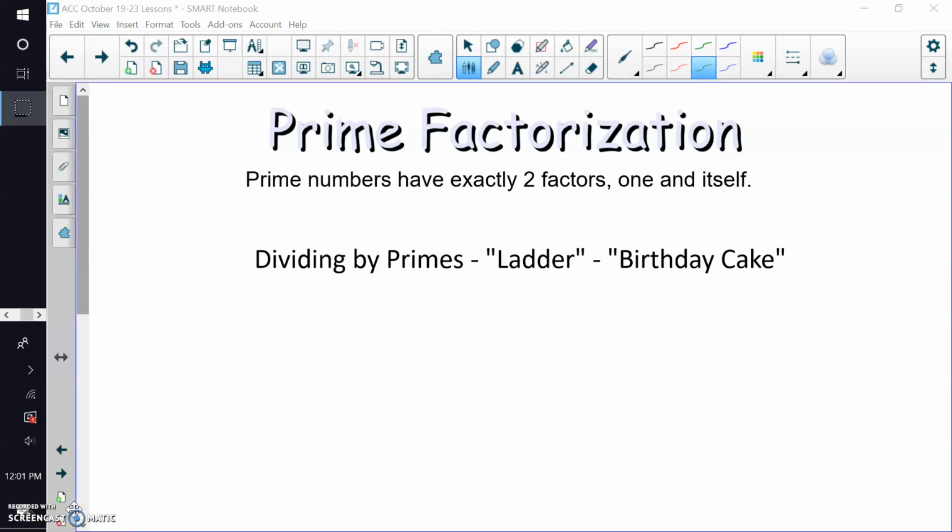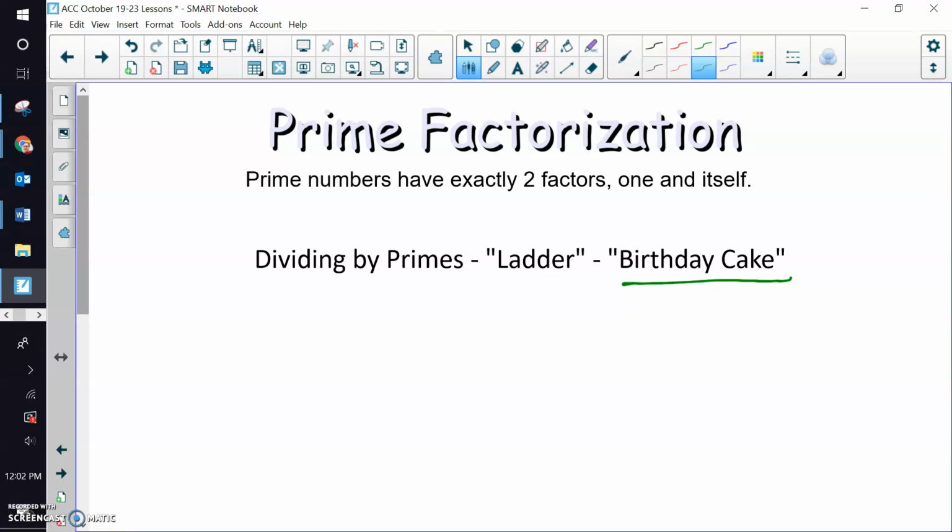I want to go over prime factorization with you using the division by primes method, otherwise known as the ladder method, but what I like to refer to as the birthday cake, because who doesn't like birthday cake? Everybody. Okay, so we know that prime numbers have exactly two factors.